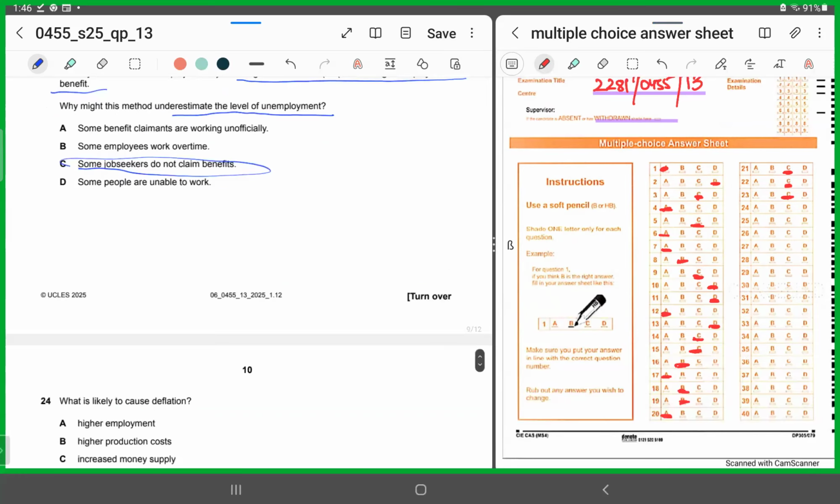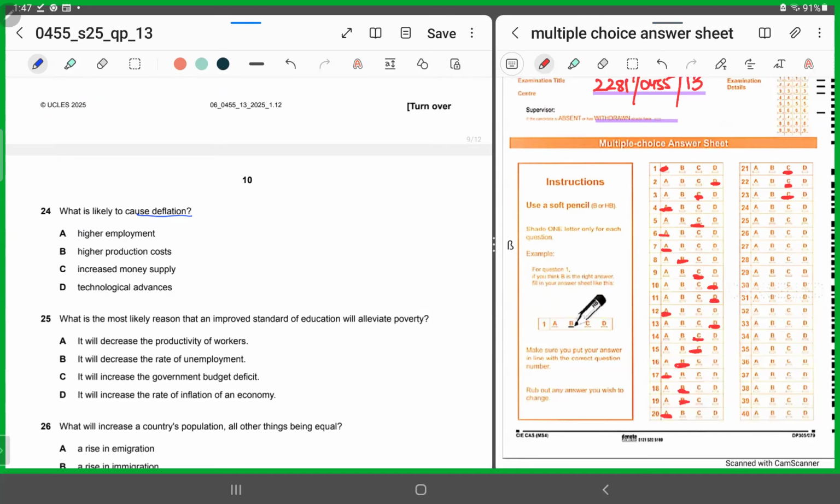24. What is likely to cause deflation? Deflation is a fall in the general price level. So a fall in the general price level would be possible when there are technological advances, right? So we'll shade in D. Higher employment level, higher production costs, increase in money supply, all are going to increase the level of inflation, increase the price level and not make it fall. So it has to be B.